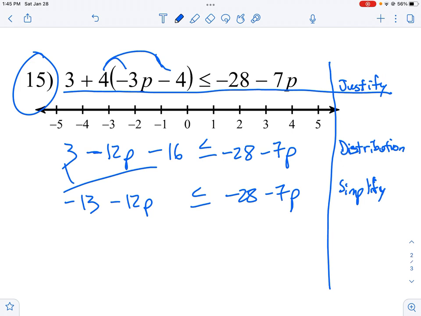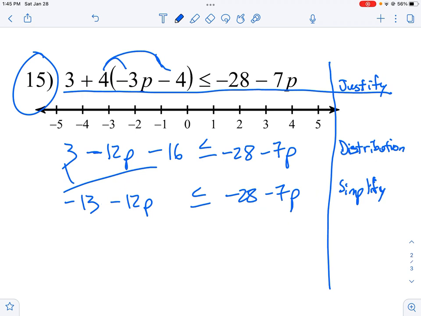Okay, so now on each side here, there's only 2 terms. 1, 2, 1, 2. 2 terms on both sides. So now, each side is simplified as possible. I want to get my variables together. I got negative 12p here, and a negative 7p. I want them to be on the same side. You got to choose what side you want them to be on.